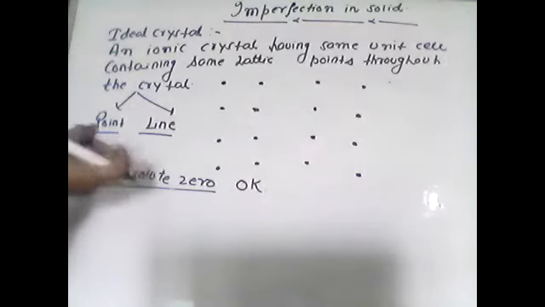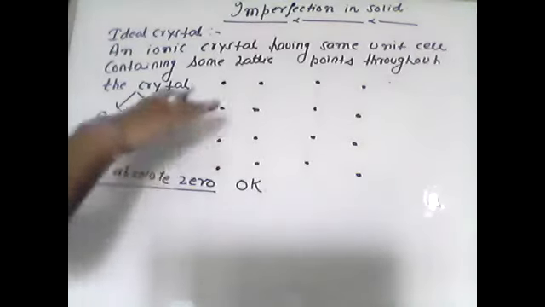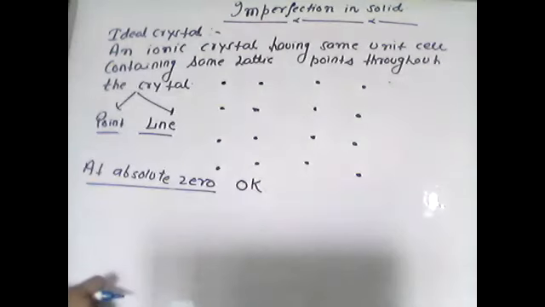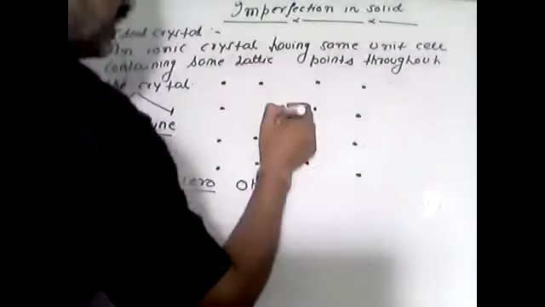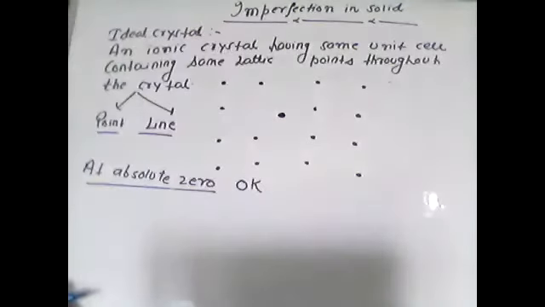As temperature keeps on increasing, due to the increase in temperature, what will happen? These particles will start vibrating about their mean position. They will get extra kinetic energy, vibrational motion will increase, and due to this, with the increase in temperature, a defect is created. One of the particles can jump into an interstitial site, or it can happen in a different way. So with the increase in temperature, a defect is created.